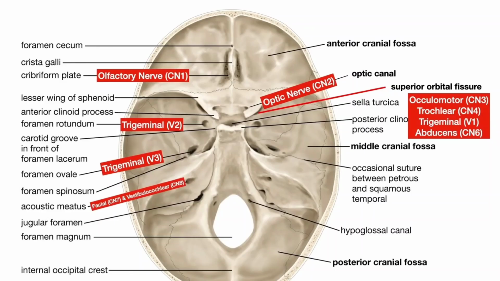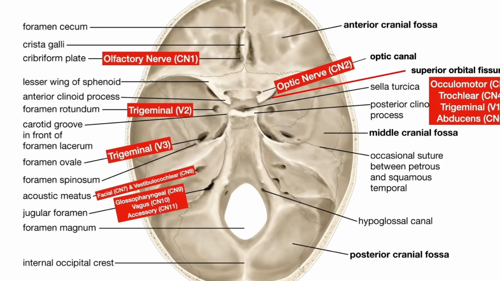Cranial number 7 and cranial number 8, the facial nerve and vestibulocochlear nerve, both arise from the acoustic meatus. Here on this image you can appreciate the acoustic meatus for cranial number 7 and 8. Cranial number 9, 10 and 11, the glossopharyngeal, vagus and accessory nerves, these 3 nerves arise from the jugular foramen.